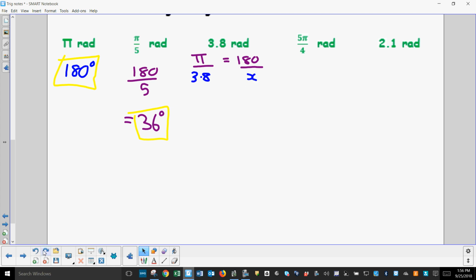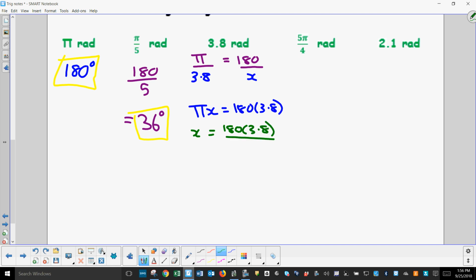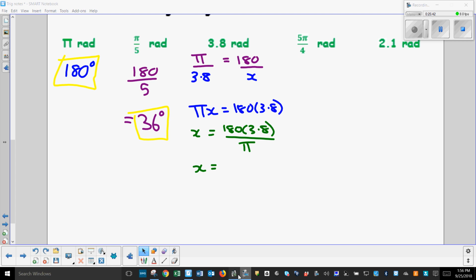Okay, so pi x is fine, but it's 180 times 3.8. And then you could work out that first if you wanted to, and then divide by pi, or you could do it all in one big thing over pi, so your answers might pop out as a nice fraction. Do you want to try it on a calculator and see what you get for something like this? 180 times 3.8. 217.7.